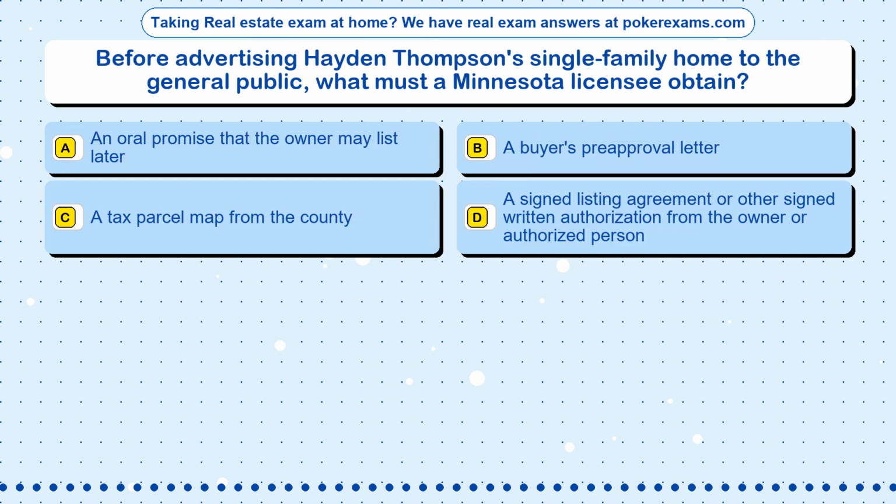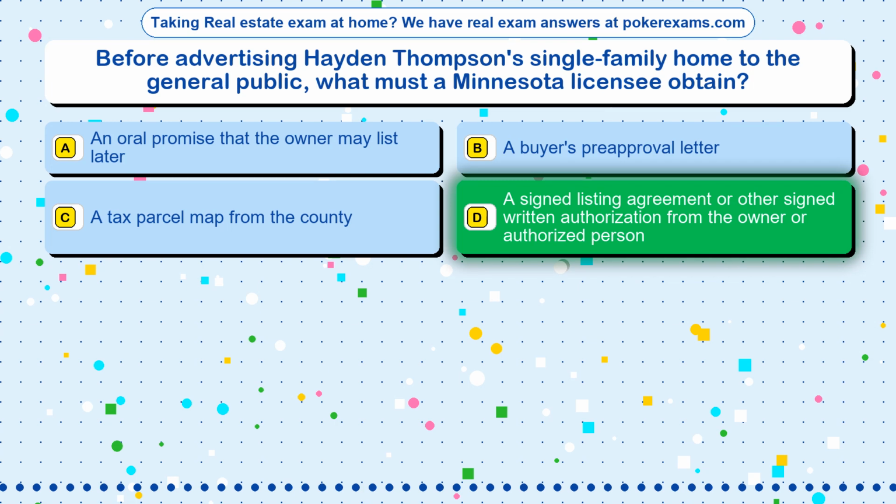Question 48. Before advertising Hayden Thompson's single-family home to the general public, what must a Minnesota licensee obtain? Option A, an oral promise that the owner may list later. Option B, a buyer's pre-approval letter. Option C, a tax parcel map from the county. Option D, a signed listing agreement or other signed written authorization from the owner or authorized person.